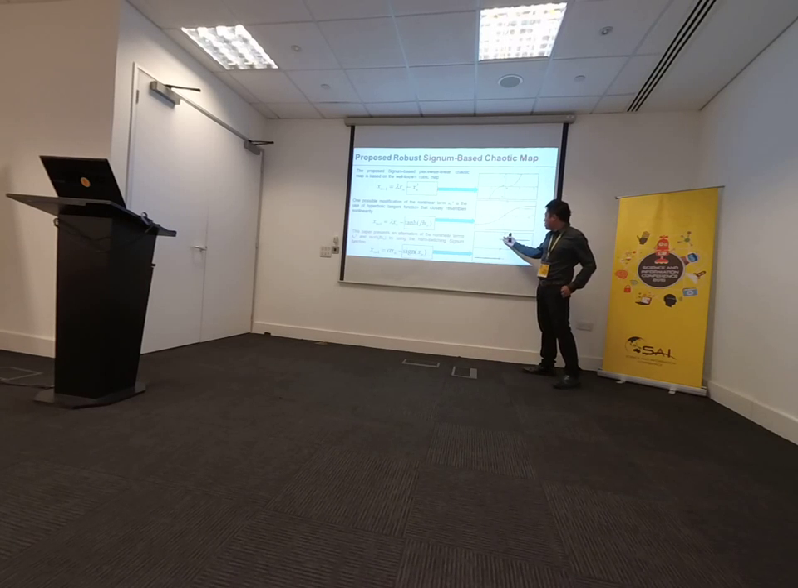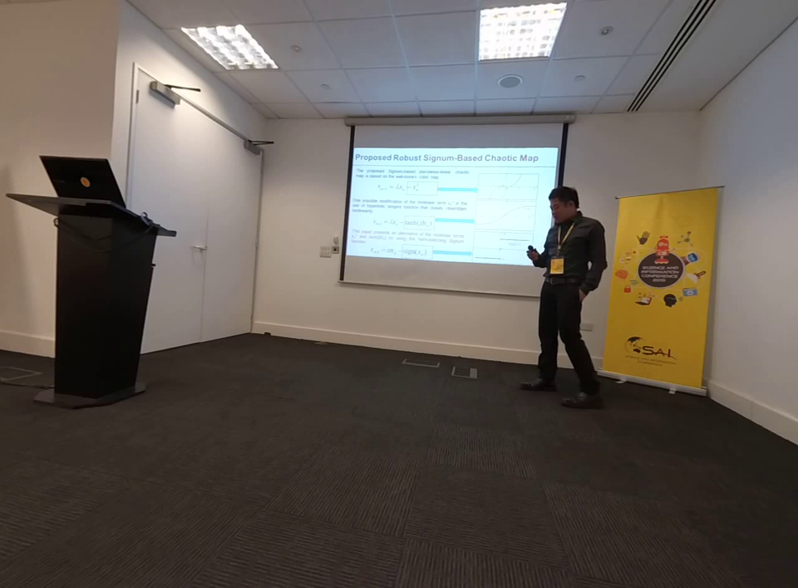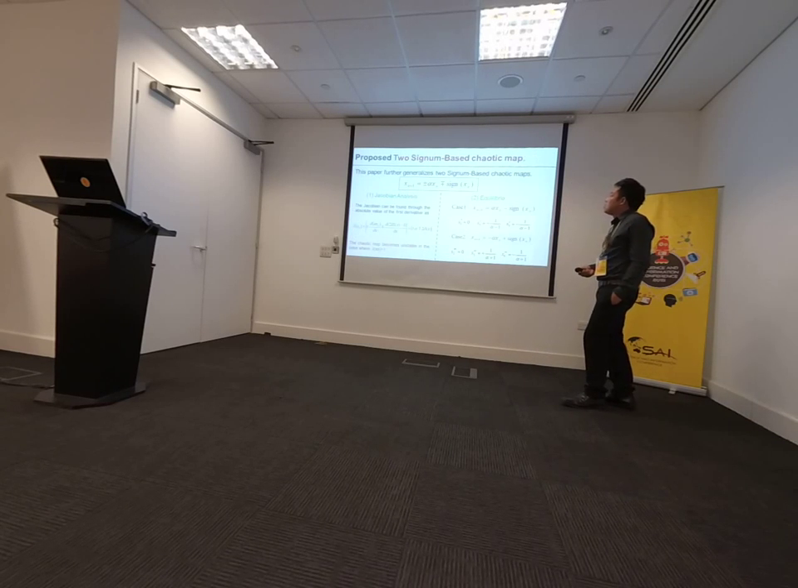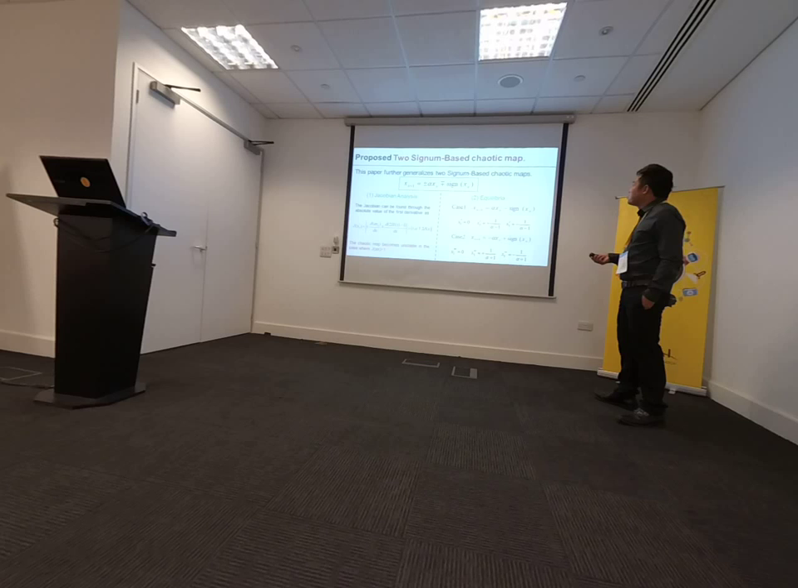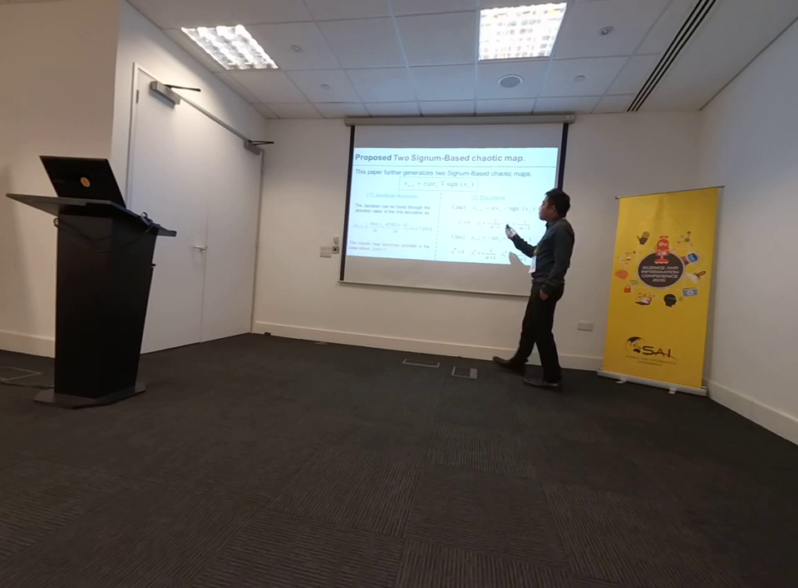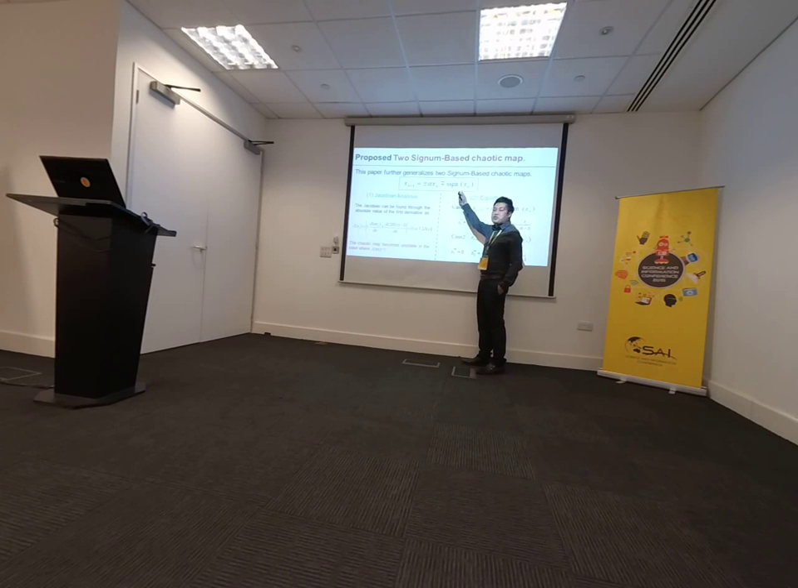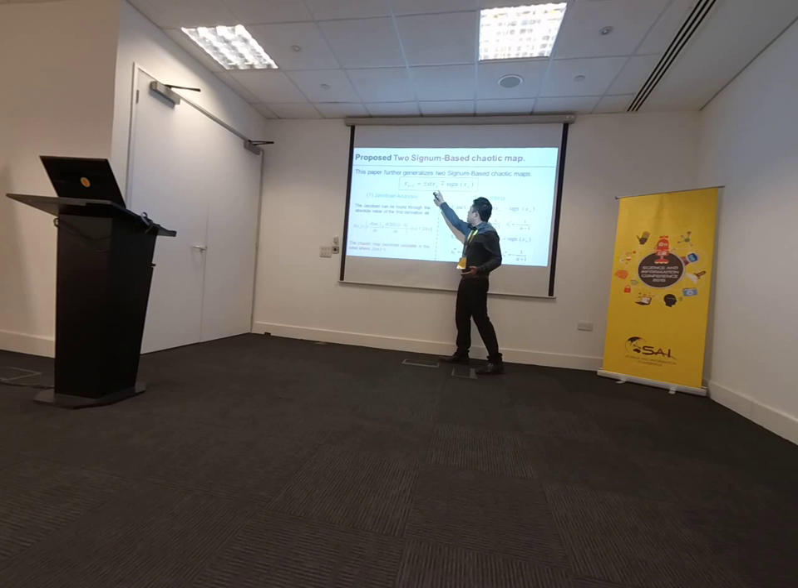I think everybody knows that the Signum function gives the value of -1 when it's lower than 0. If it's greater than 0, it's going to be 1. We use the hard-switching Signum function. Let's see the result. This paper further generalized to Signum-based chaotic maps, okay? This is the equation that I proposed to you. It includes one linear term and the Signum term.